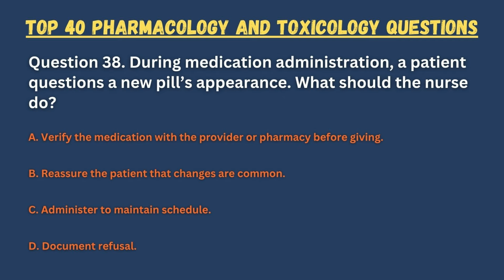Question 38. During medication administration, a patient questions a new pill's appearance. What should the nurse do? A. Verify the medication with the provider or pharmacy before giving. B. Reassure the patient that changes are common. C. Administer to maintain schedule. D. Document refusal.